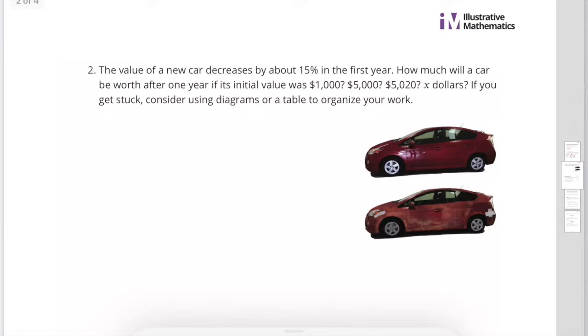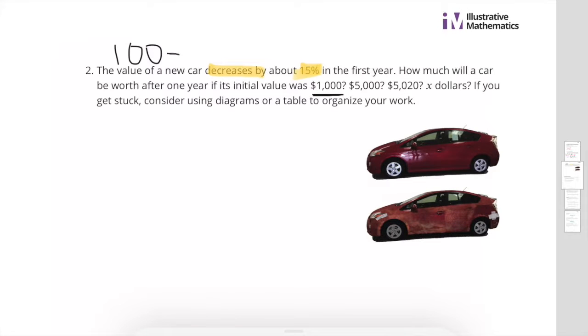Okay, number 2, the value of a new car decreases by about 15% the first year. So we have a decrease of 15% in the first year. How much would a car be worth after 1 year if it was originally worth $1,000? We know it's decreasing by 15%, which means it's worth what percentage of value? It's originally worth 100%. We lose 15%, so that leaves us with 85%.